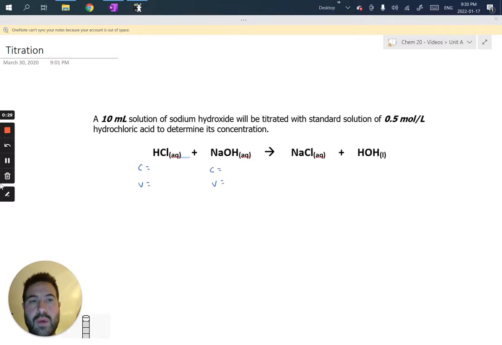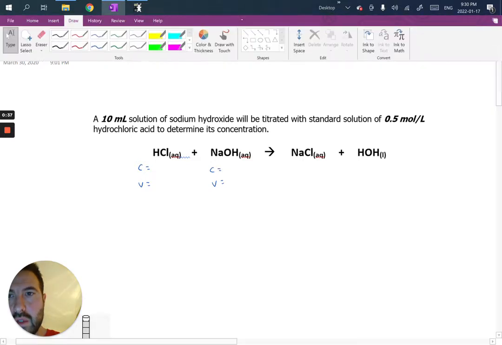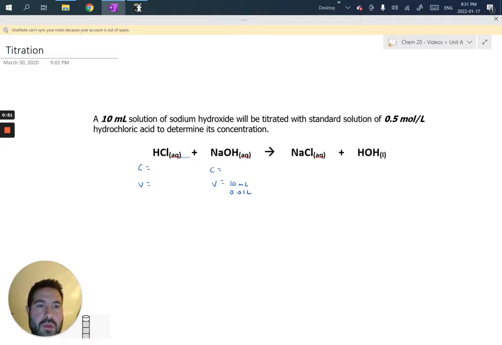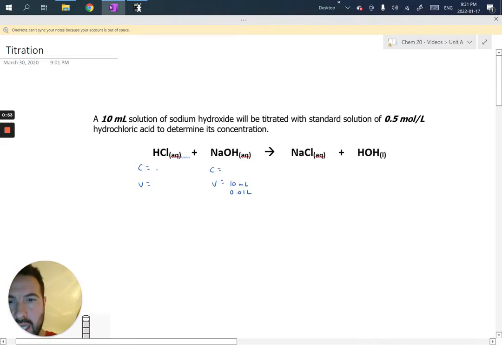So here's a practice problem. We have a 10 milliliter solution of sodium hydroxide. So 10 milliliters, that's 0.01 liters. That is going to be titrated, I'll tell you what that means in a sec, with a standard solution of 0.5 mole per liter hydrochloric acid. So I have a concentration of my hydrochloric acid here, 0.5 moles per liter. And we want to determine the concentration of the sodium hydroxide.